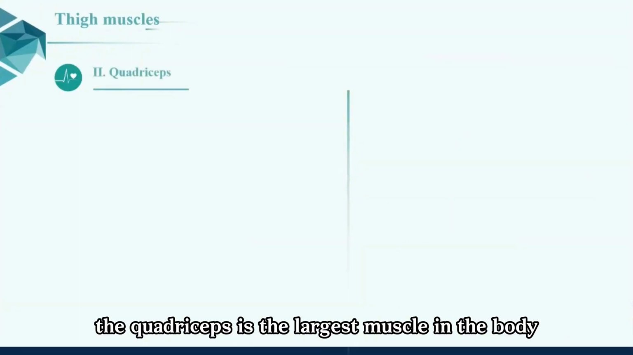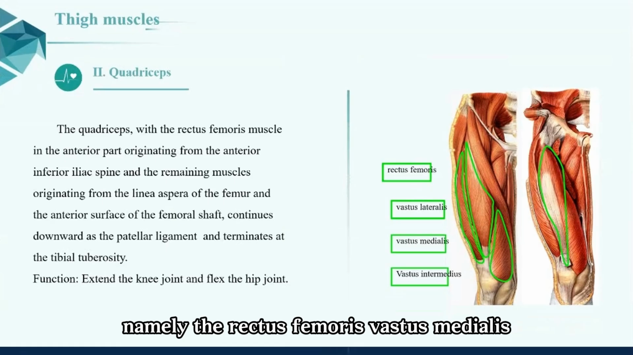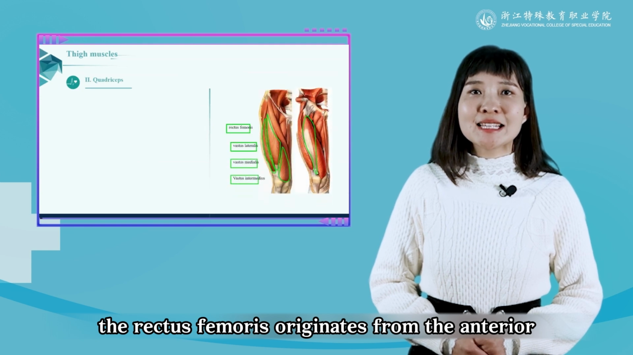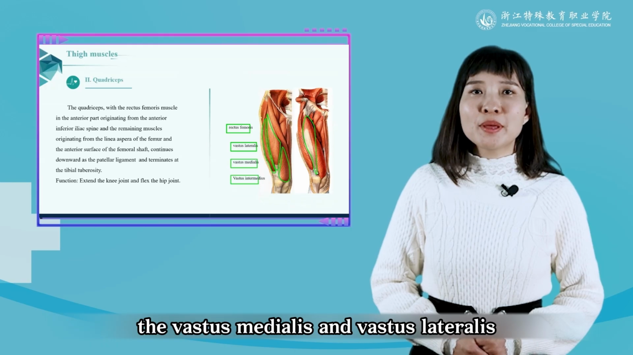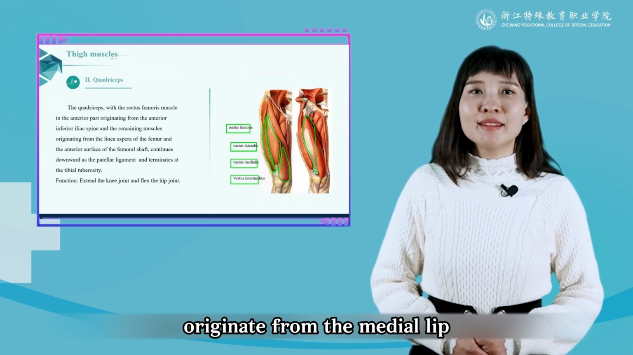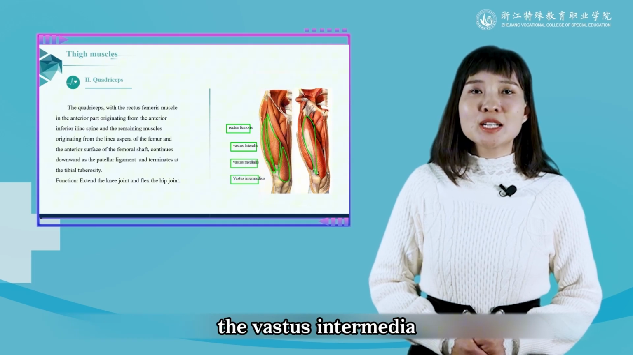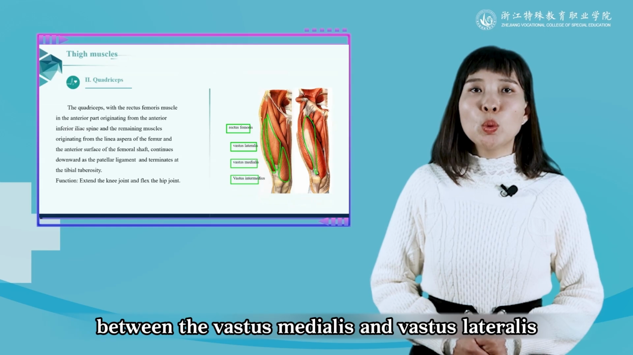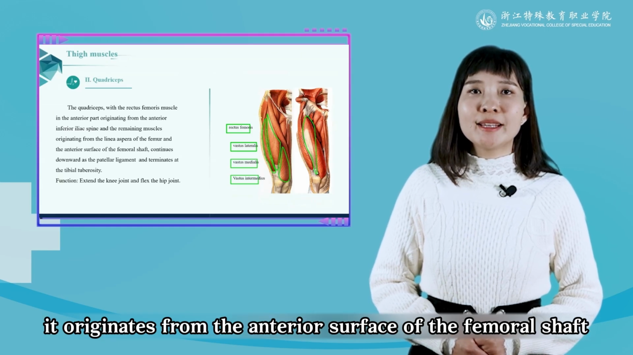The quadriceps is the largest muscle in the body. It has 4 heads, namely the rectus femoris, vastus medialis, vastus lateralis, and vastus intermedius. The rectus femoris originates from the anterior inferior iliac spine. The vastus medialis and vastus lateralis originate from the medial lip and lateral lip of the linea aspera of the femur, respectively. The vastus intermedius is located deep to the rectus femoris, between the vastus medialis and vastus lateralis. It originates from the anterior surface of the femoral shaft.